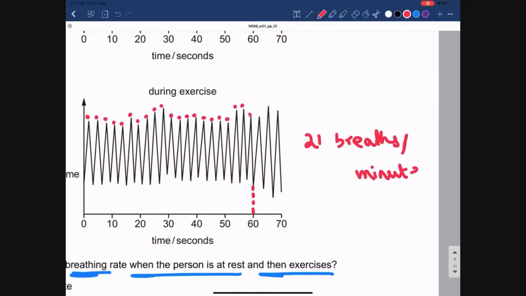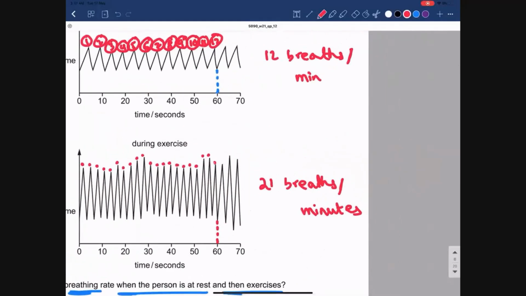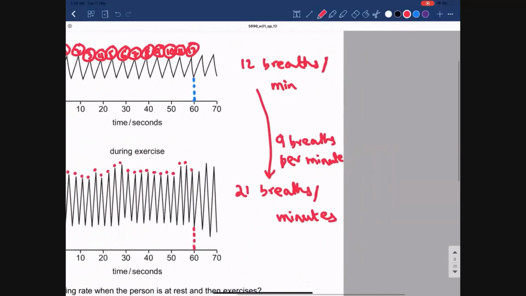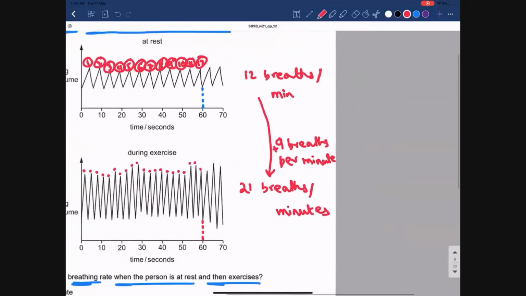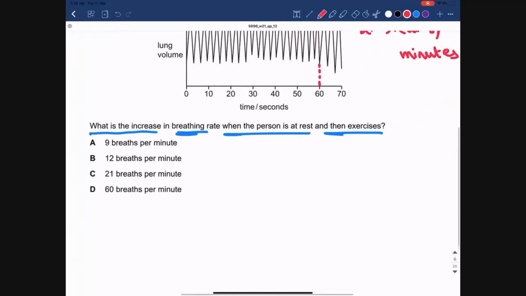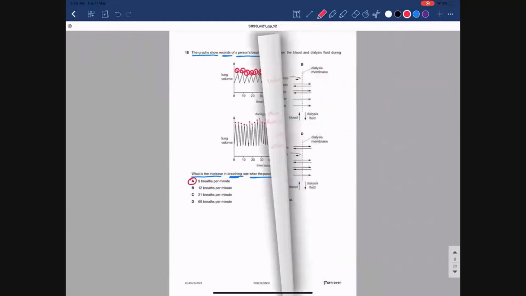So what is the increase in breathing rate? The breathing rate has increased from 12 breaths per minute to 21 breaths per minute. That is the increase of 9 breaths per minute, right? The breathing rate at rest was 12 breaths per minute, and during exercise, it's 21 breaths per minute. So there's an increase of 9 breaths per minute. What is the increase in breathing rate when the person is at rest and then exercises? The answer is 9 breaths per minute, the option A.